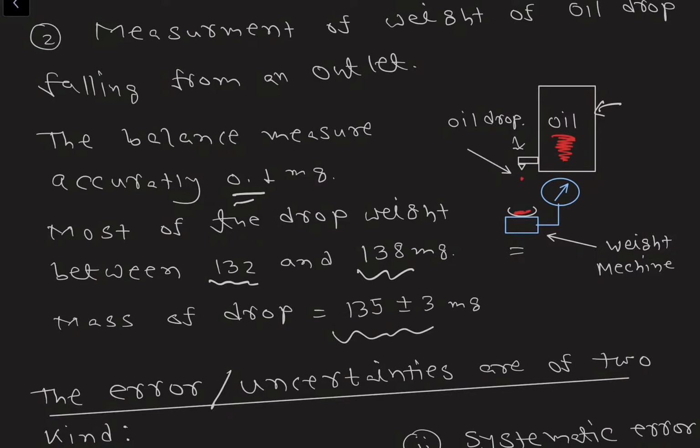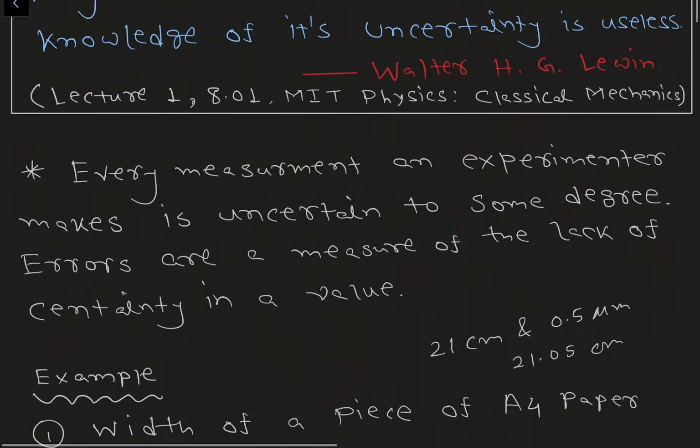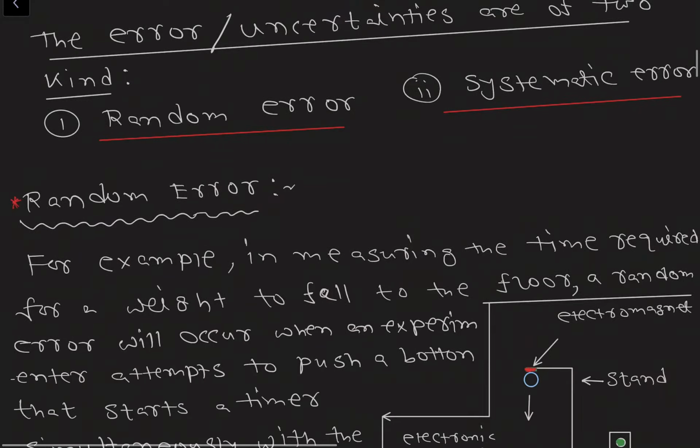Now we are going to write that if you are going to measure the weight of a drop, you are going to get its weight as something around 135 plus or minus 3 milligram. So how did we arrive at this kind of a number? We are going to discuss that shortly.